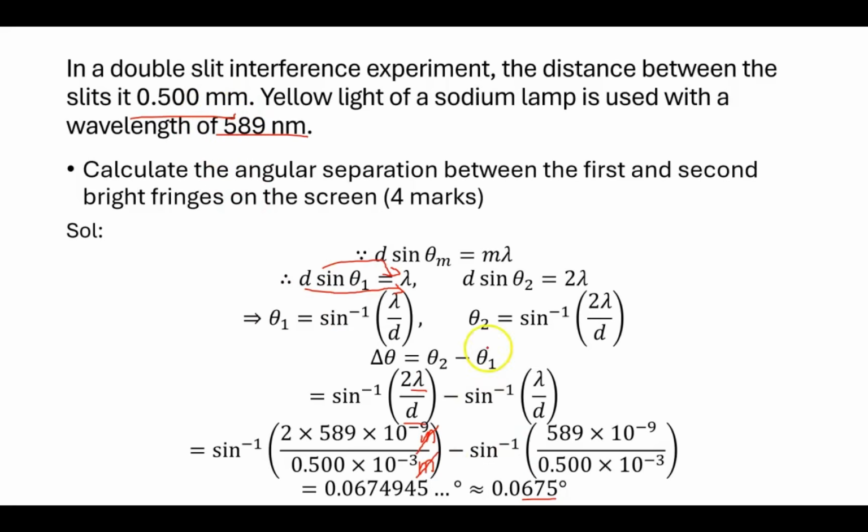And you are done. That's what I'm going to do for this question. The 4 marks basically come from this: the initial formula is just 1 mark, and then you solve for each respective angle. This is another mark, and then you substitute the values in with the units conversion. This is the 3rd mark. And then the final answer with the 3 significant figures is the 4th mark.